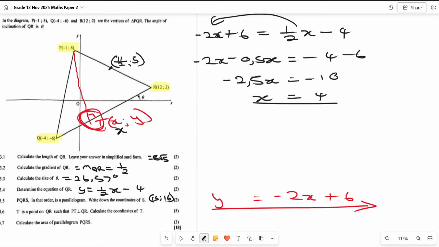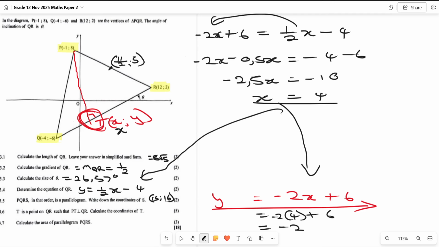Now, to get the y value, we can either substitute the x value that we have into this equation or substitute it into the other equation that we had over there. Let's substitute it over here and find out. If we say minus 2 times 4 plus 6, that is minus 8 plus 6, which will be equal to minus 2. That means that y is minus 2. So x is going to be 4 and y is going to be minus 2.